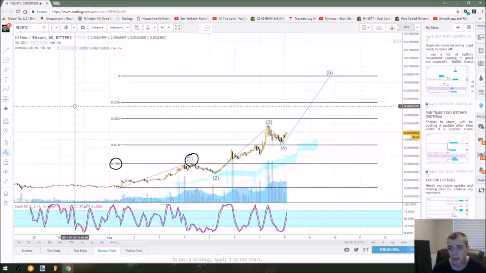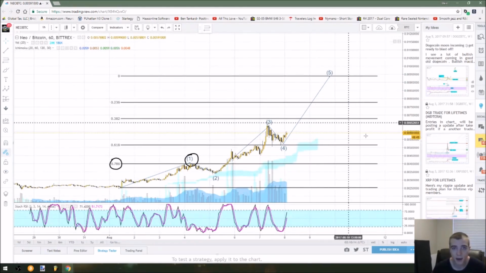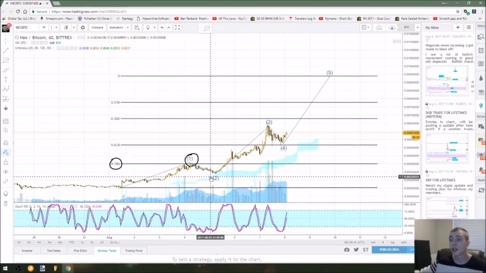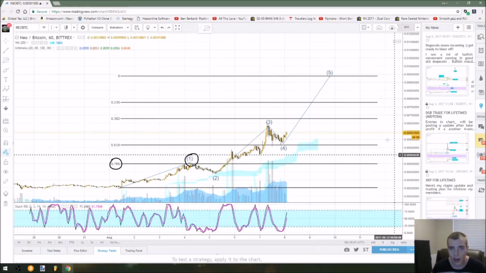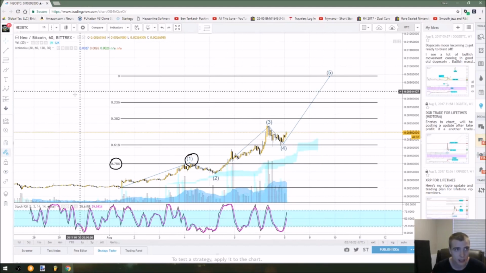This is one that I'm very bullish on, by the way, and if it rejects up here, I expect it to pull back and then continue on a bigger Elliott wave, making this the first wave. I'll show you how that looks in a minute.